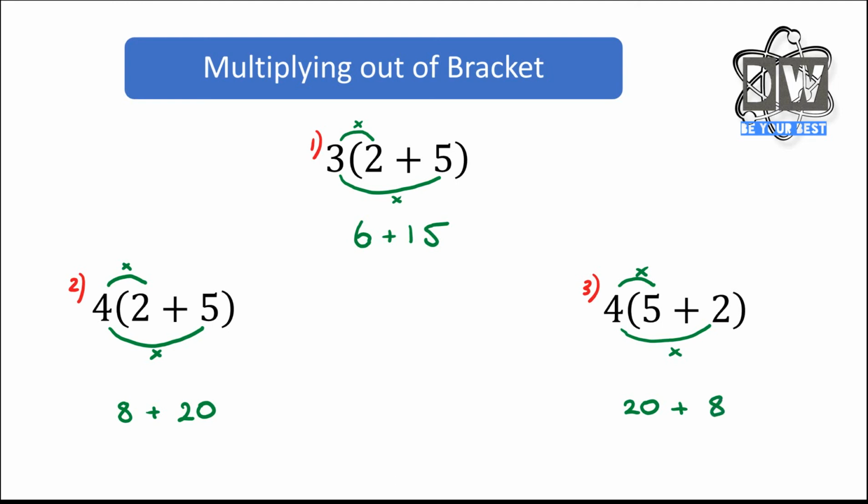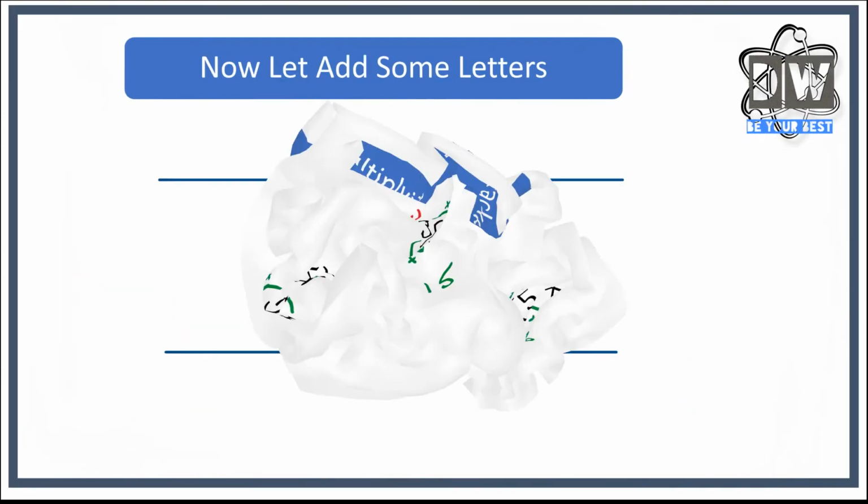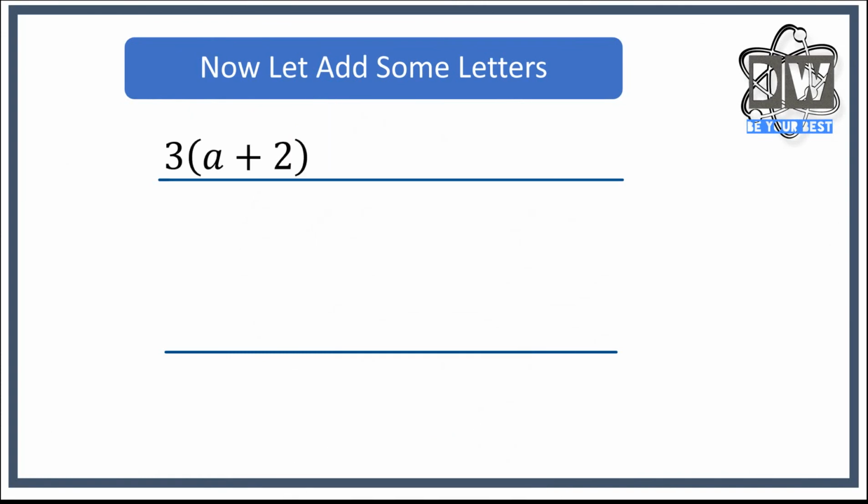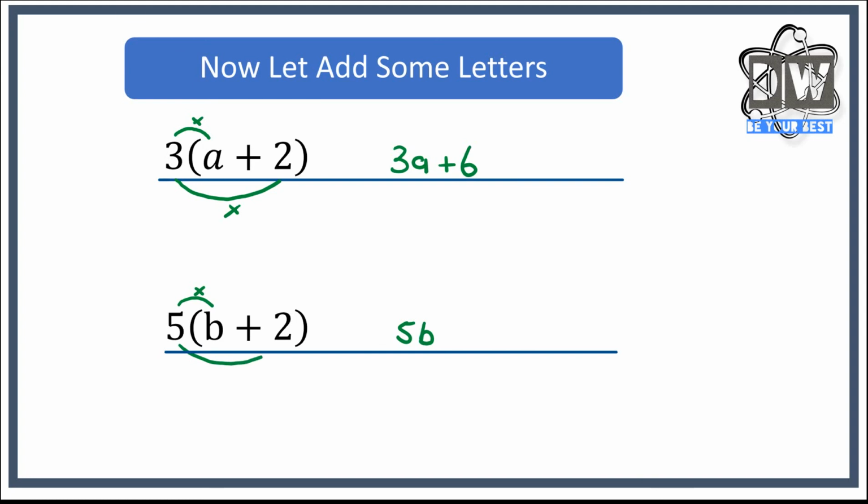Now, just on all of these ones, we would add them together because they're like terms. But if they're not like terms, then we can't add them together, just like what we're going to find when we move on. So now we're going to add some letters in here, but the process is exactly the same. For the top one, I'm going to say 3 times a gives me 3a. Then we go 3 times 2 gives me 6. So it's plus 6, because it's a plus 6, isn't it? The next one would be 5 times b gives me 5b, and 5 times 2 gives me 10.